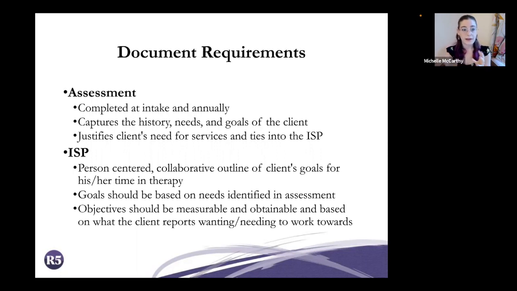Clinical assessments are done at the beginning of services. And then if a client is in services for long enough, they'll need to be done annually. The point of the clinical assessment is to capture the big picture of the client, including their history, their current needs, and then the goals that they're going to need or want to work on throughout services. The annual or initial assessment should justify the client's need for services, and it should tie into their ISP, which will have their treatment goals for services on it.